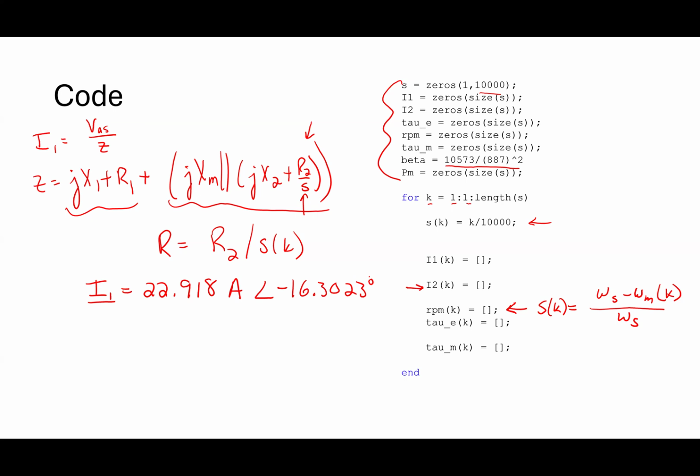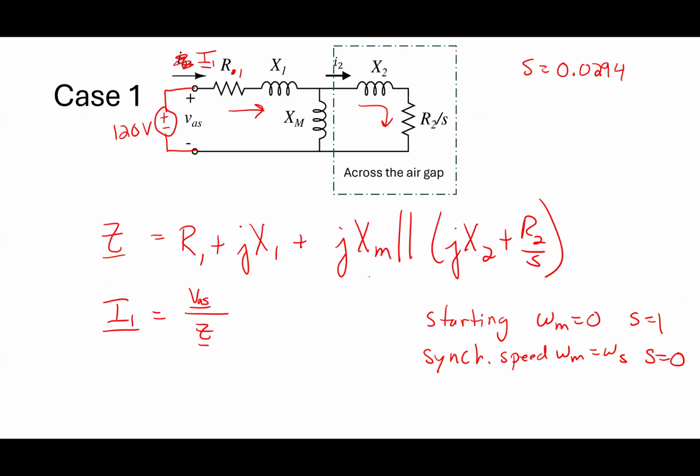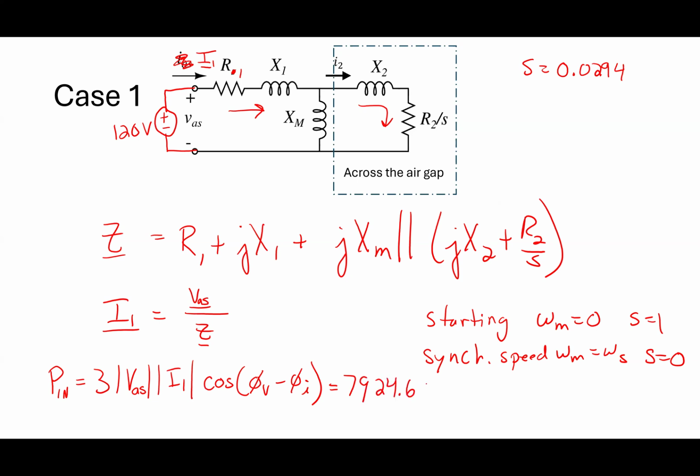All right, so how do I get the input power for this thing here? How would I get P in? It would be 3 times the magnitude of VAS times the magnitude of I1, times the cosine of the difference between voltage and current. You got it. All right. So I go through and I do that calculation, and in this particular case, I ended up with 7,924.6 watts.